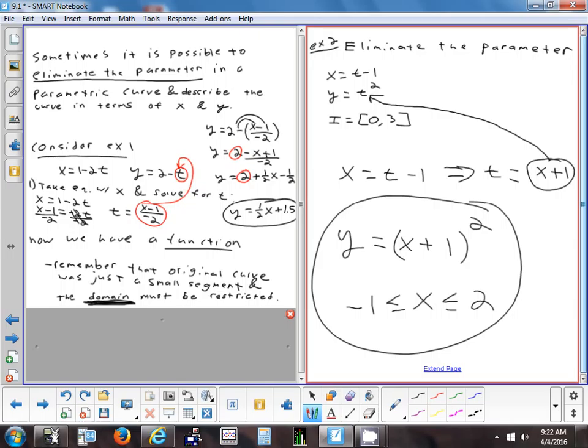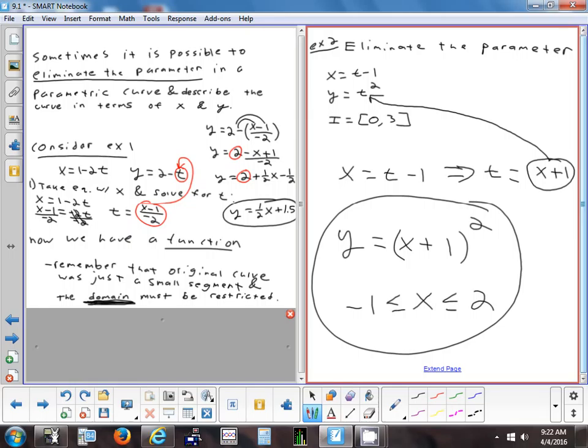Any questions on that? Yep. So you get your function by plugging your rearranged x into y, right? Yep. And then to get the domain, you just use the x. You plug in both of the parameters into x. Right. You plug in the start point and end point of your interval for x, and that's your domain.